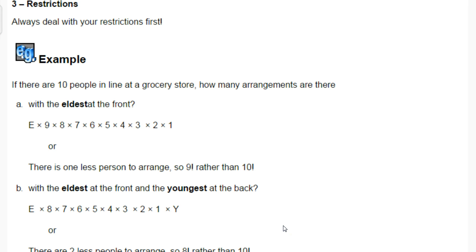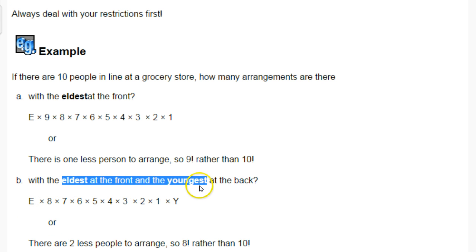Another concept you need to be cognizant of are the restrictions. Always deal with them first, identify them, figure out what they mean. So for example, you still have 10 people waiting in line at a grocery store. How many arrangements are there if you put the oldest person at the front? Well, that means you just eliminated one person out of the 10. That one person, you can only arrange in one way. That means you only have 9 people to arrange. So the answer in this case would be 9 factorial, or 1 factorial times 9 factorial.